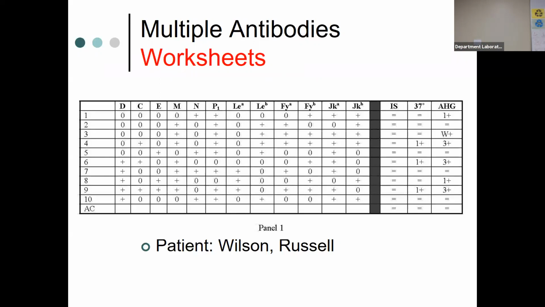Your first instinct when looking at that, I think it's an RH. RH is notorious for reacting at 37 degrees and then getting stronger at AHG, right? So your big C, little c, your big E, your little e, those are notorious for doing that. And then you also have some reactions only occurring at AHG. Notice that even one of your AHG reactions is very weak. Keep that in mind too.